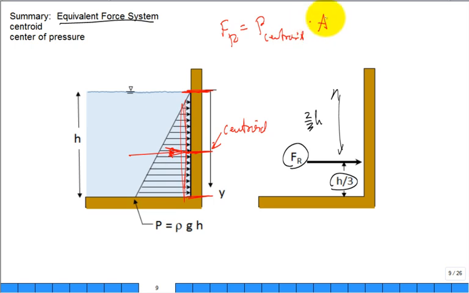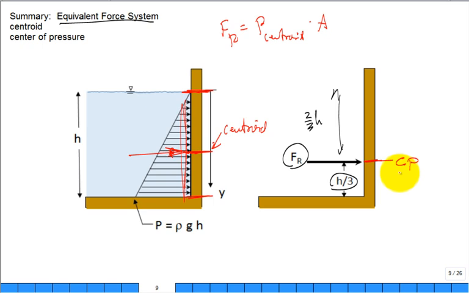It's true. And then the next thing is, where do I apply it? Don't apply it at the centroid. Apply it at a special point called the center of pressure. Where's the center of pressure? The center of pressure for the triangular distributed load is right here. It's one-third up, two-thirds down, center of pressure.